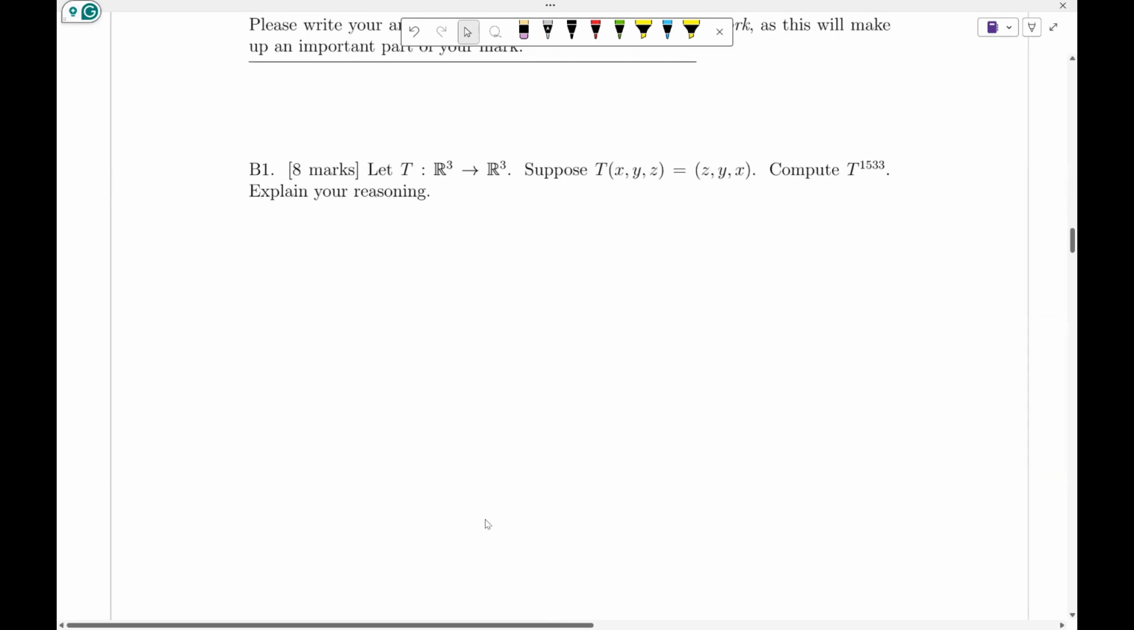So for B1, this is similar to a question that was on our tutorial. Here, what we're asked to do is compute T of a really big number, and we don't like solving for really big numbers. So what we're going to do is see if there's some sort of pattern. I'm just going to start by writing what T of x, y, z is. This equals z, y, x.